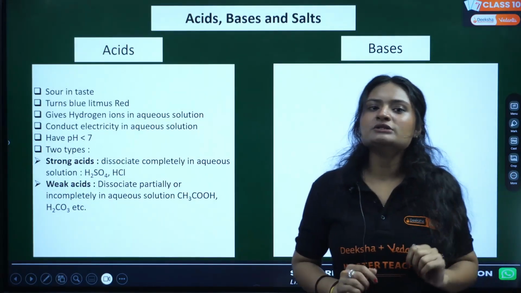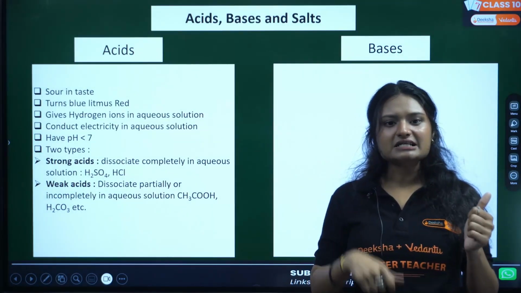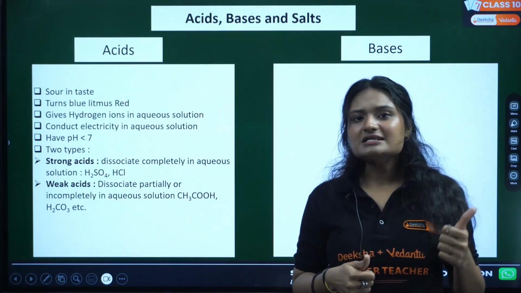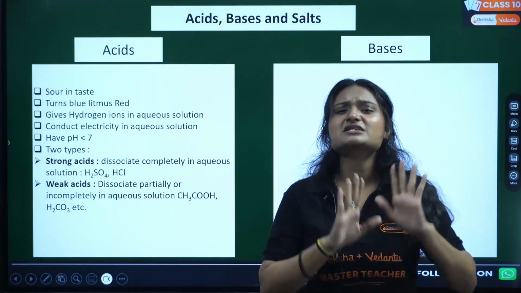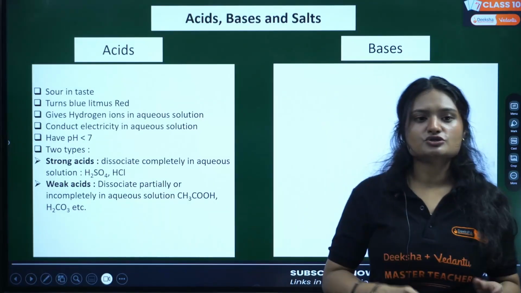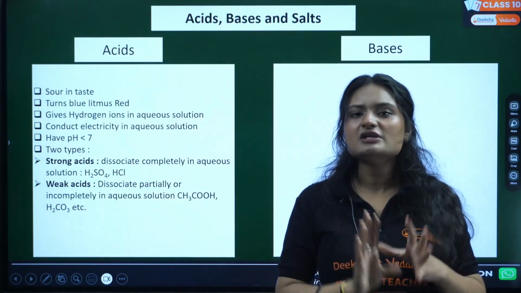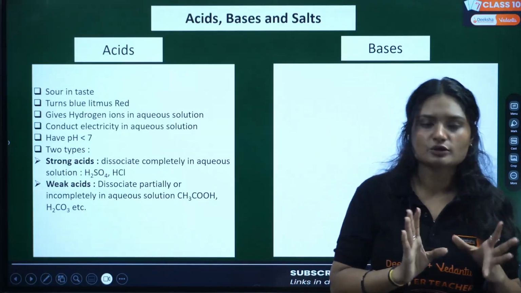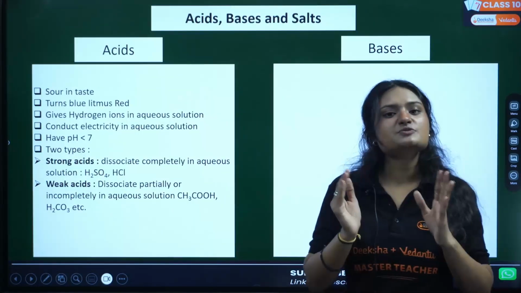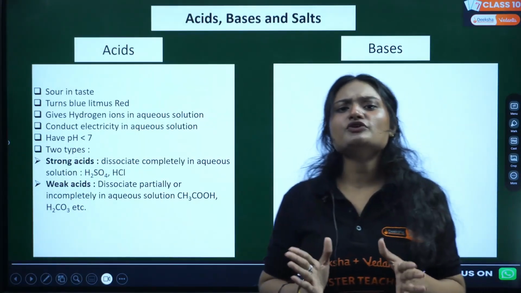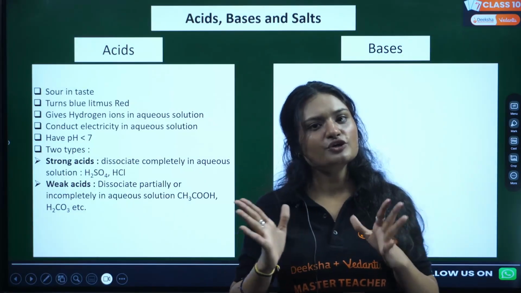Now, what are the two types of acids? We have strong acids and we have weak acids. Strong acids are those acids which dissociate completely in aqueous solution. As soon as you put them in solution, they will dissociate as their respective ions. HCl will dissociate as H positive and Cl negative. H2SO4 will dissociate as H positive and SO4 2 negative.